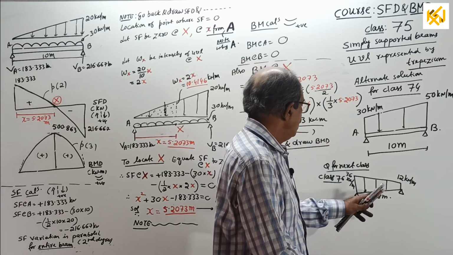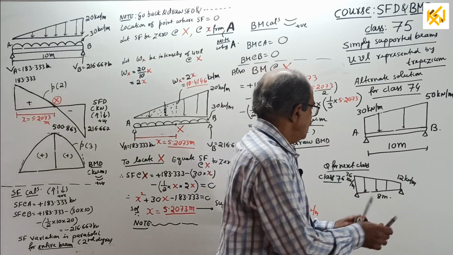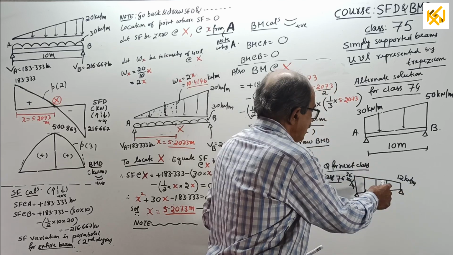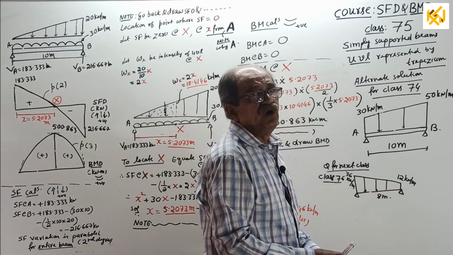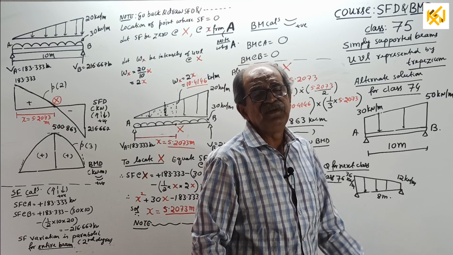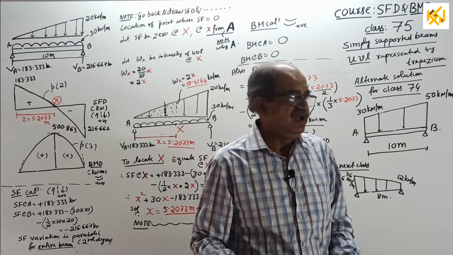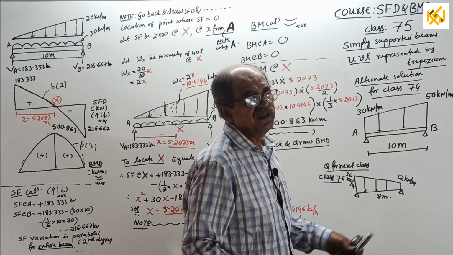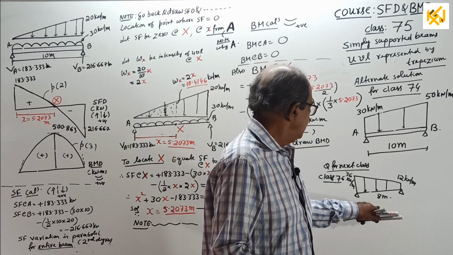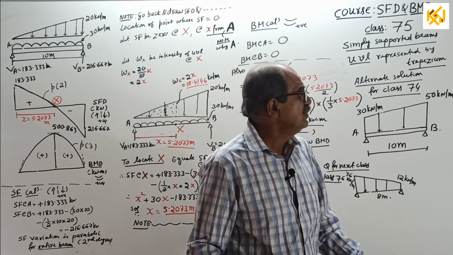And one more thing now, when you do alternative solution, your x should be from this side. Why? Your triangle will come this way. When you consider trapezium as it is, take x from wherever you want. Okay, I can give the answer but not required. Leave it. We will solve next time.